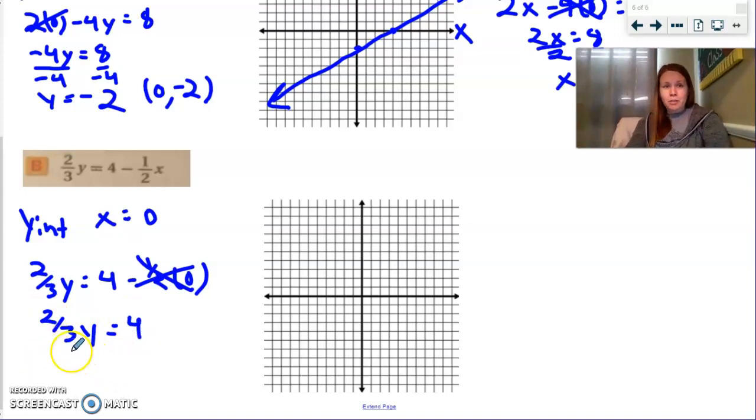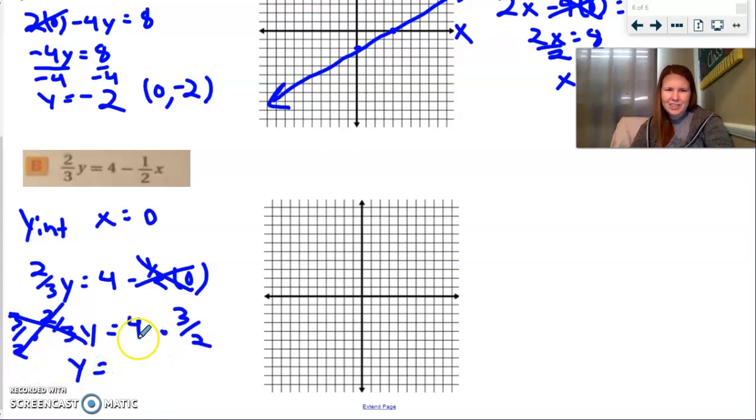We could divide by 2/3, but the easiest way is actually to flip this to 3/2, because multiplying by the reciprocal is going to cancel it out, because 3 times 3 cancels, 2 times 2, so I'm left with y. And then I can multiply across, because 4 is the same as 4 out of 1. So 4 times 3 is 12, 1 times 2 is 2, well, 12/2 is the same as 6. So my y-intercept would be 0, 6. Or on the y-axis line, I should put a dot at 6. So 1, 2, 3, 4, 5, 6.